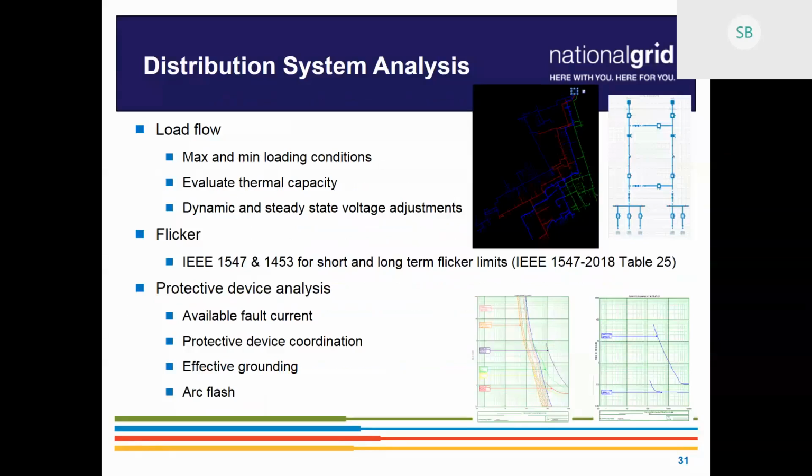Dynamic and steady state, so we're looking at flicker, like rapid voltage fluctuation, and steady state fluctuation for how it can cause the voltage to rise on the feeder.